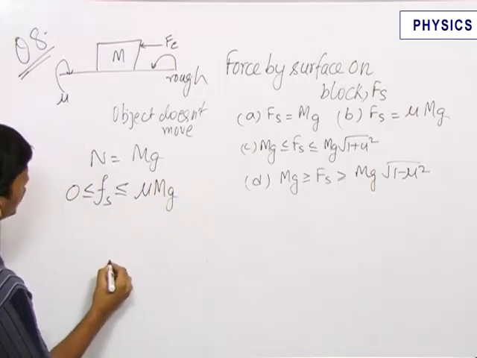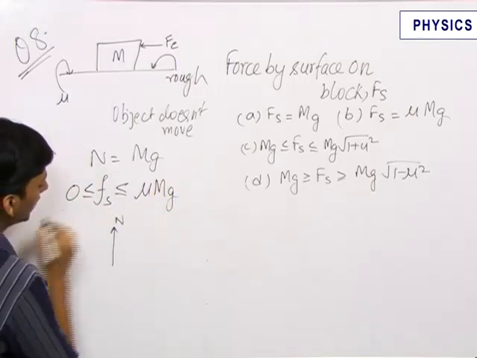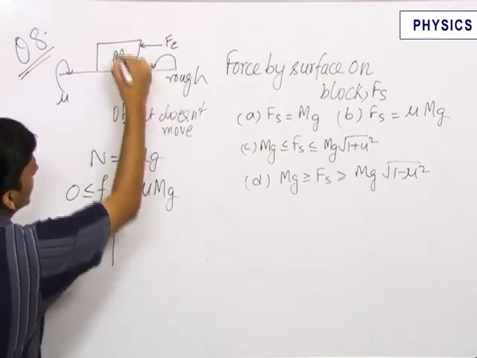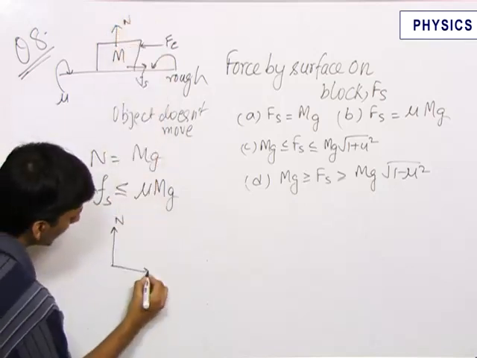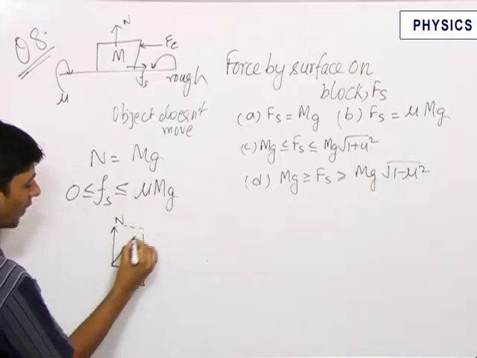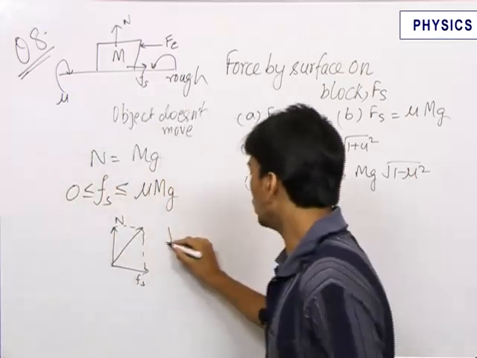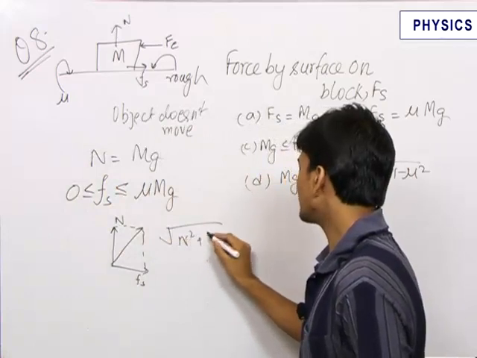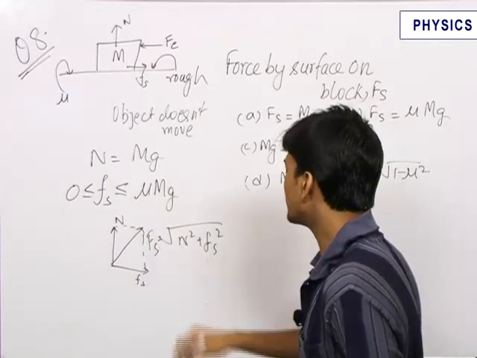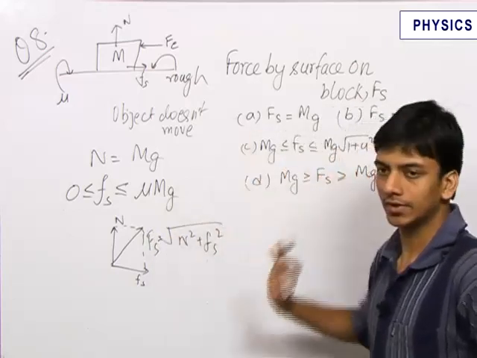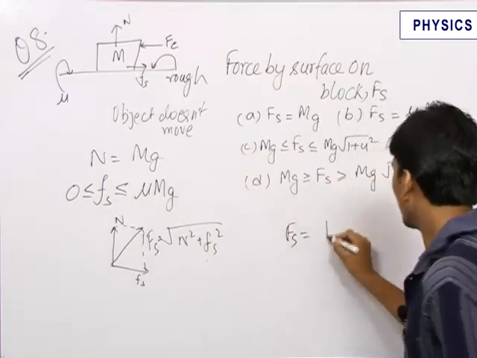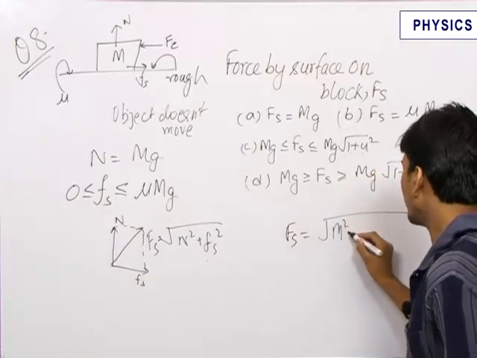So the total force acting on the object is normal in the upward direction and static friction force in this direction. So it is fs in this direction. Now since these two forces are perpendicular, we can find out the resultant simply by root over N square plus fs square. This is the resultant force, capital Fs, acting on the object by the surface.